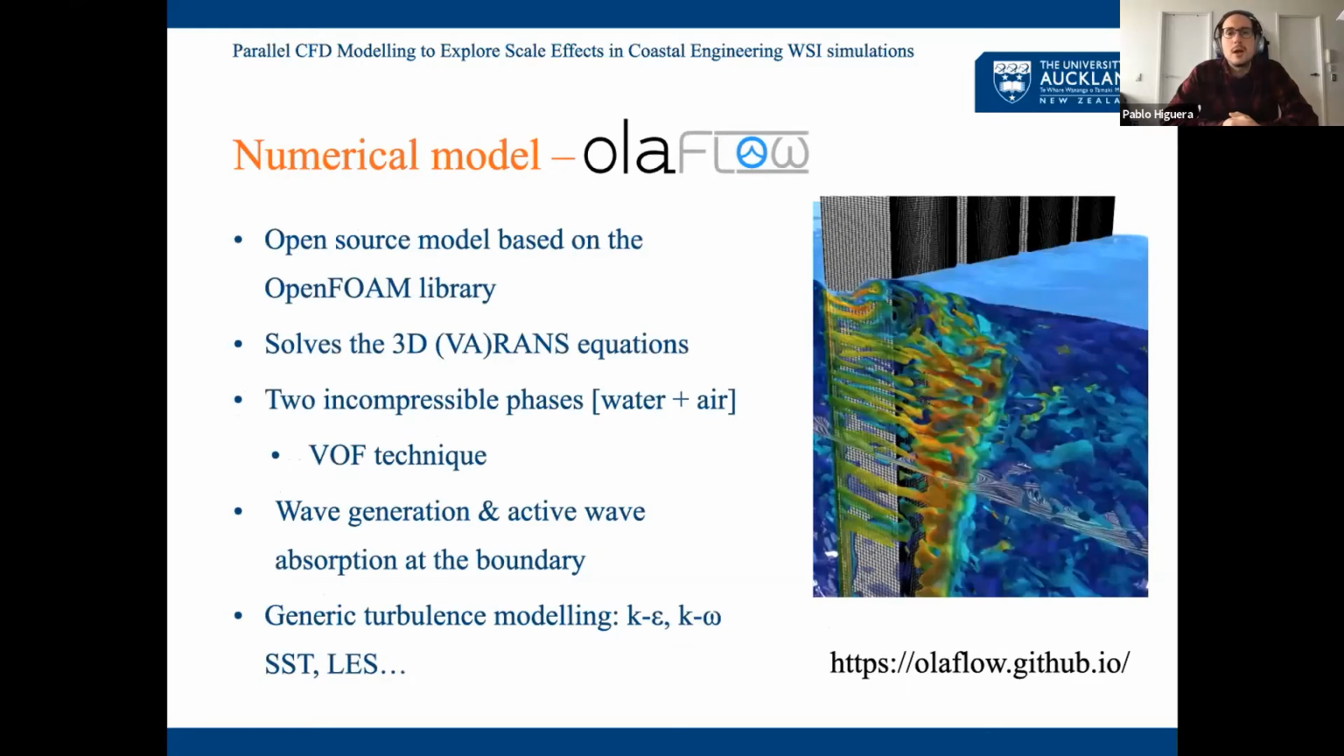So in doing so, I'm using OLAFlow, which is an open source numerical model that I've been developing for some years. It is based on OpenFOAM and solves the 3D Reynolds-averaged Navier-Stokes equations for two incompressible phases. So we can deal with free surface waves because we have air and water. We include also different ways to generate and absorb waves actively at the boundaries, and lots of different turbulence models like K epsilon and K omega, or even going into LES.